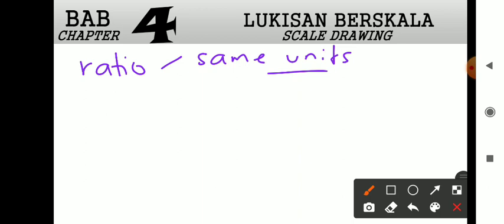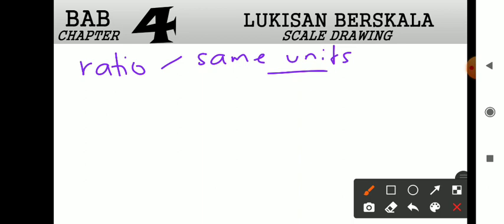Okay, or better still, you look at the question. If the final answer wants you to change all into meter, you change all into meter first. Okay, it saves time. So same unit, mesti sama unit. In the end, you don't write the units down.